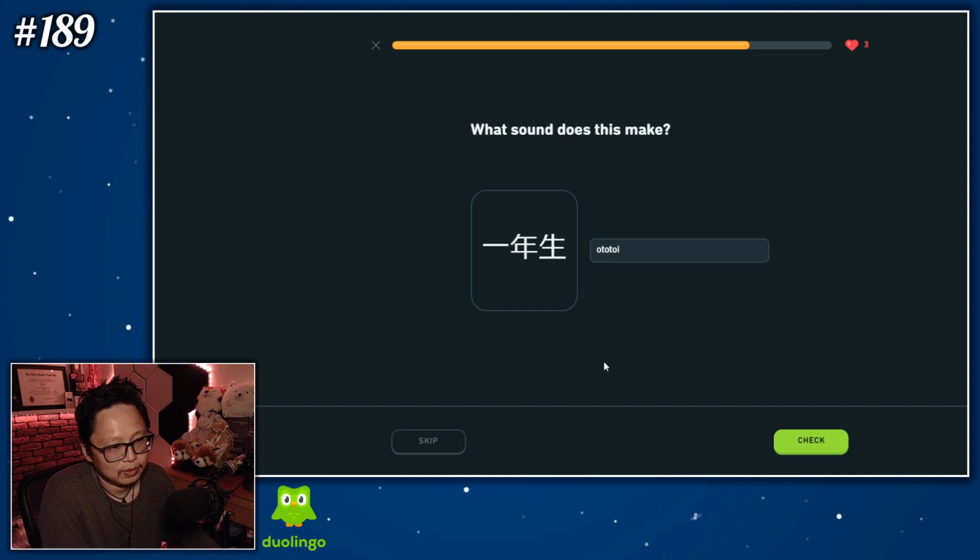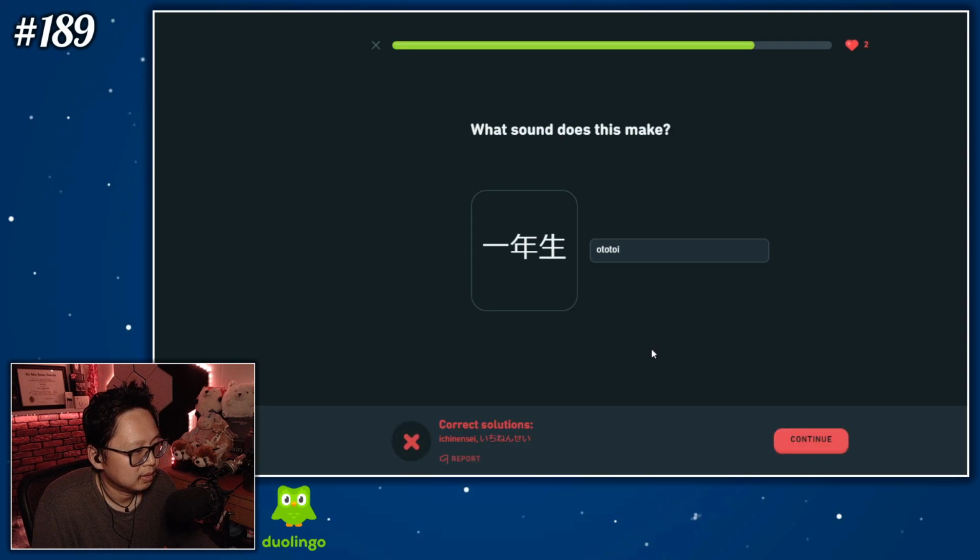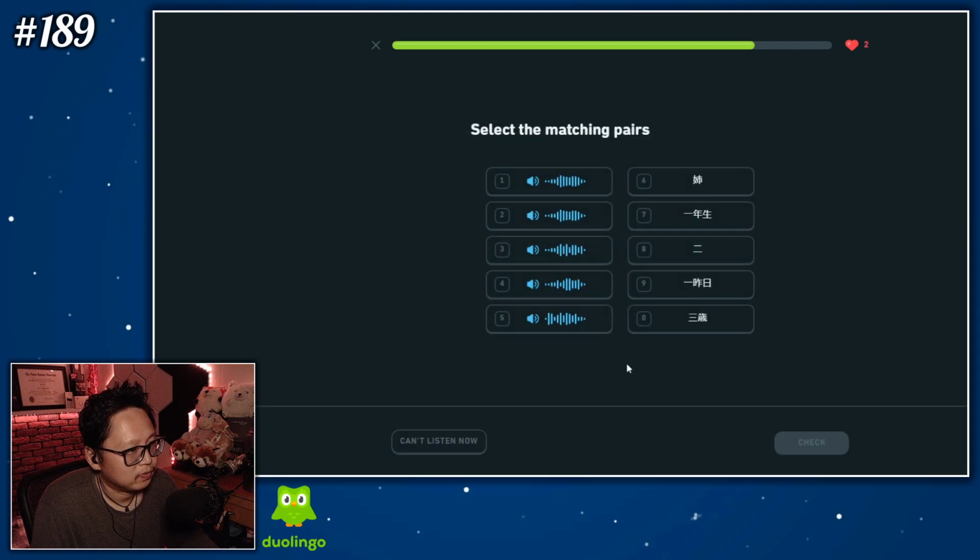How about this one? Ototoi. How do you feel about ototoi having ichi in it? Oh, wait. Oh, I wasn't reading. My bad. Sorry. I was reading the previous thing. 1年生. Oh, they totally did it when I was not paying attention.